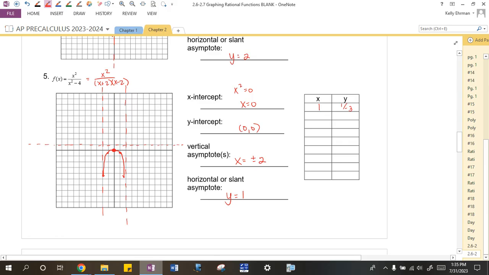I do need extra points beyond the plus or minus 2. So if I plug in 3, I get 9 over 9 minus 4 is 5. That's 1 4/5. So when I plug in 3, I get 1 and 4/5. And when I plug in -3, it's the same thing because, again, it's x squared over x squared minus 4. -3 is going to do the same thing that +3 does. This is an even function, so it has y-axis symmetry.